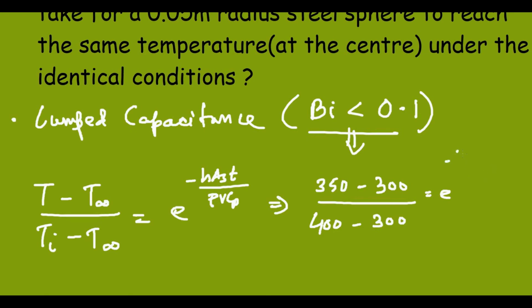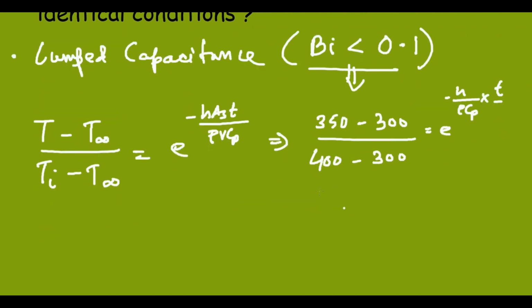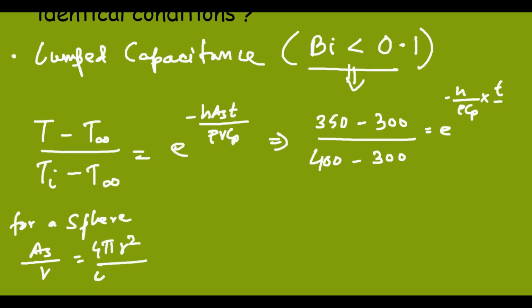So I will put those terms on the side, h by rho Cp. This I will put on the side into t divided by V, and also I have this As. So for a sphere, what is this As by V? As by V: the area of the sphere is 4 pi r squared and the volume of the sphere is 4 by 3 pi r cubed. So pi gets cancelled. What this becomes is 3 by r. So here instead of this As by V, I will replace it with 3 by r. So this term is constant.